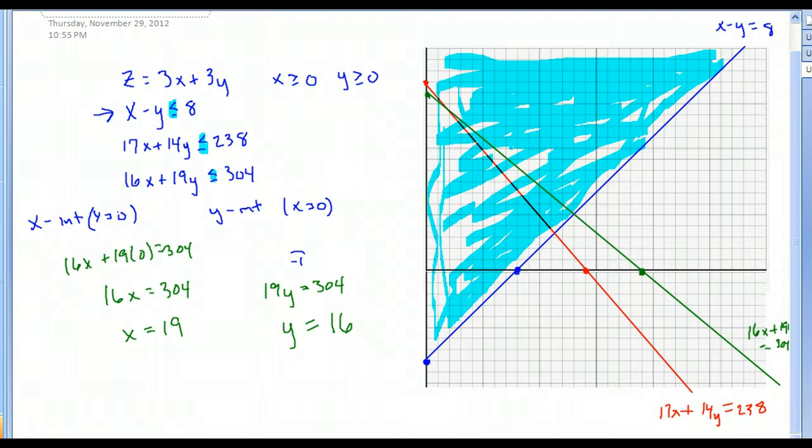Now for the next line, the red line, we're going to pick again the origin. Here's the origin, and for the red line, that's 17x plus 14y is less than 238. The origin also makes that true, so we're going to shade on the origin side of the red line. So I'm going to shade all of this in here.